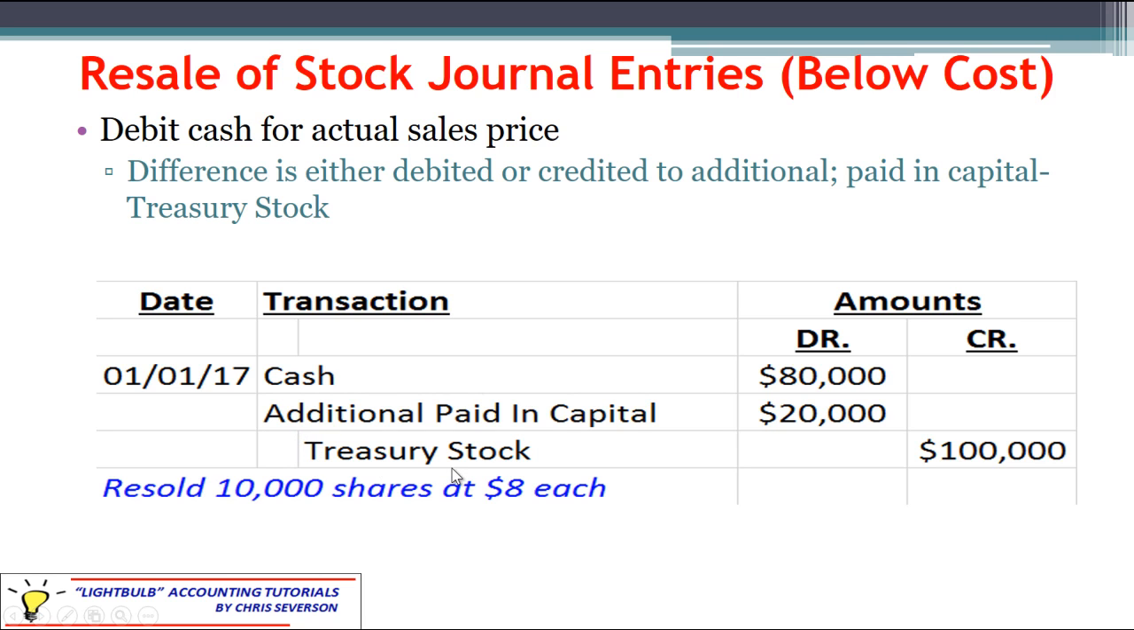Now the Treasury stock has to be credited at cost. 10,000 shares times $10 is $100,000 cost. On the debit side, we're going to have additional paid-in capital for $20,000. We're reducing that fund that we set up a bit ago. That additional paid-in capital, now we're using some of it up.